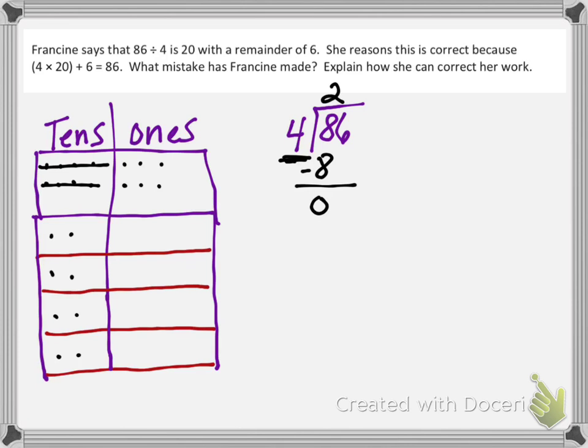So now I need to go into the ones. That means I have 6 ones left over. Let's split them up into 4 equal groups. I have 1, 2, 3, 4. Now look, I was able to use these 4, but I can't take these 2 and place them in because not everyone's going to get it equally. So that means there is 1 in each group, but there are 2 left over.